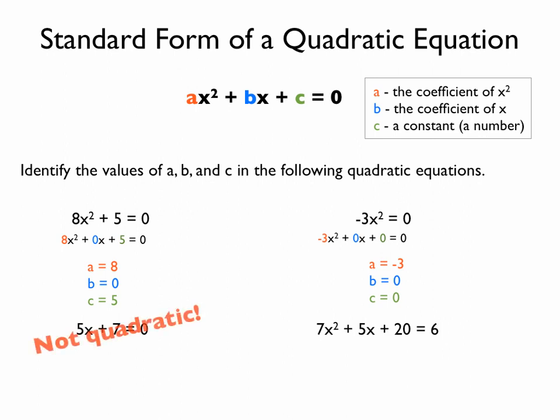Now, finally, in this fourth one, you might have been tempted to say that 7 is the value of A, 5 is the value of B, and 20 is the value of C. But if you notice, this equation is not equal to 0, it's equal to 6. Now, the standard form of a quadratic equation requires that it be equal to 0. Therefore, before we start identifying our A, B, and C, we must first make the equation equal to 0. So we can set this equal to 0 by subtracting 6 from both sides. 6 minus 6 is 0, and 20 minus 6 is 14. And now we can easily identify A, B, and C. The coefficient of x squared is 7, the coefficient of x is 5, and our constant is 14.